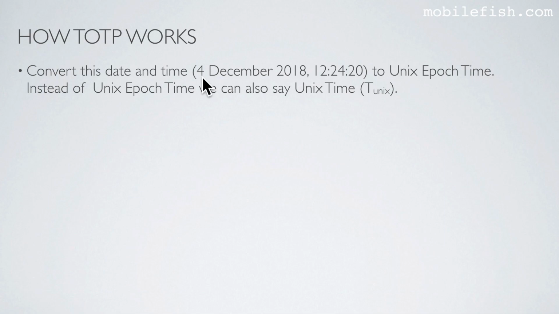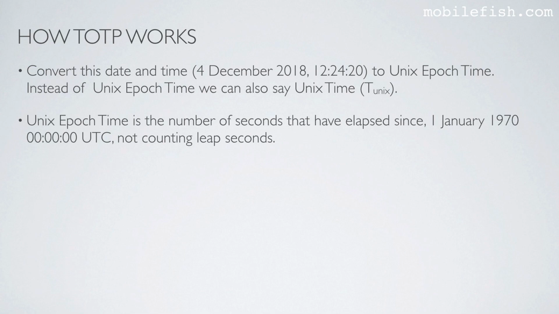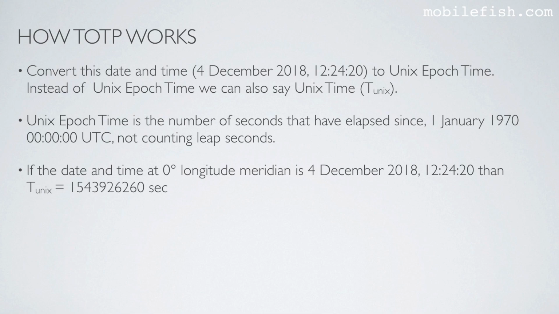Convert this date and time, that's this date, 4 December 2018, and this time, 12 hours, 24 minutes and 20 seconds, to Unix epoch time. Instead of Unix epoch time, we can also say Unix time. Unix epoch time is the number of seconds that have elapsed since January the 1st, 1970 at 00 hours, 00 minutes and 00 seconds UTC, not counting leap seconds. If the date and time at the 0 degrees longitude meridian is 4 December 2018, 12 hours, 24 minutes and 20 seconds, then the Unix time is this value.